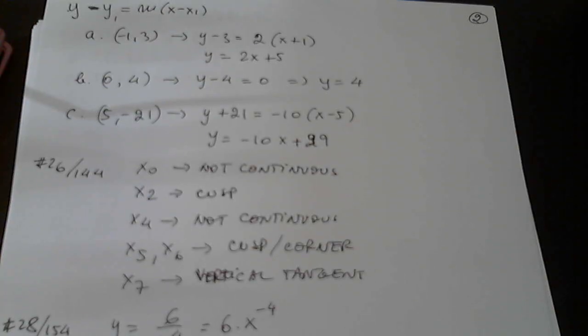This is another corner, not differentiable. And this is a vertical tangent, not differentiable. Here, it's perfectly differentiable because I can draw one tangent very easily.